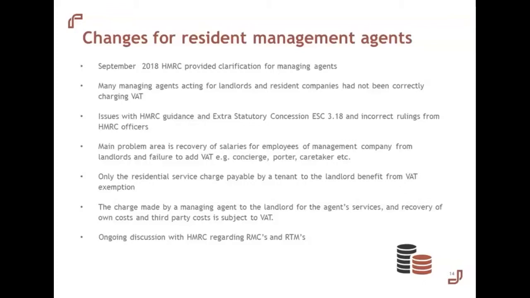But certainly third-party commercial residential managing agents should now be falling in line, and indeed the clarification provided last September requires those managing agents who have not got it right, so to speak, in the past, to correct their treatment with effect from last November. So anybody in this field should be closely looking at that guidance.